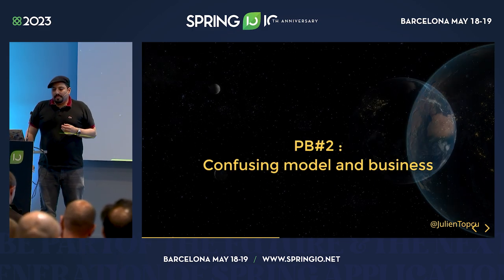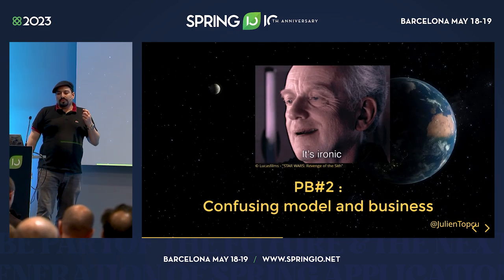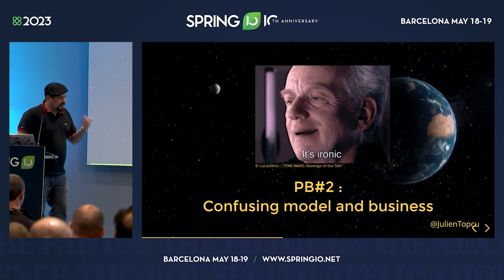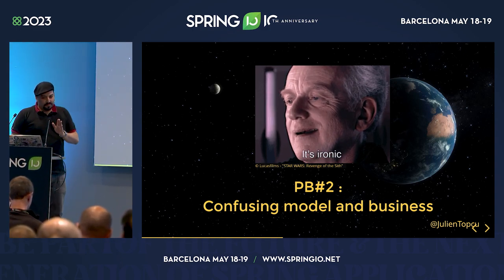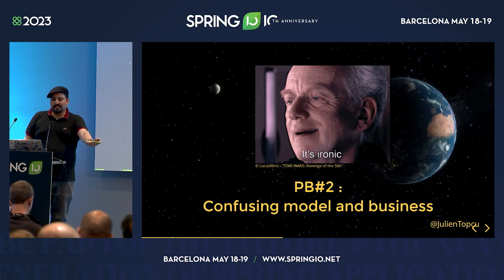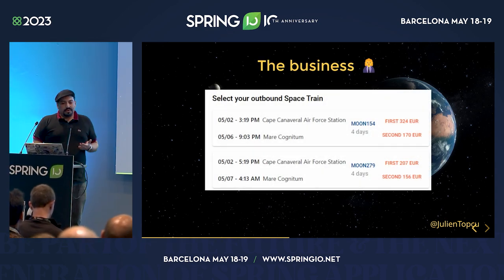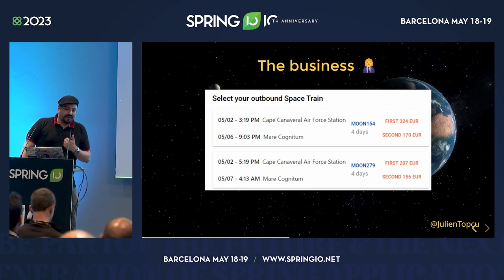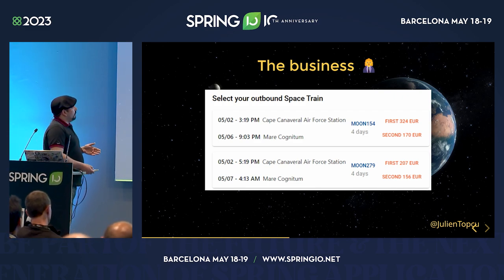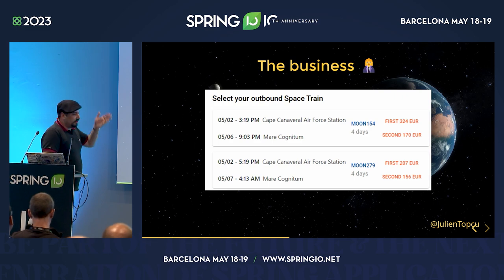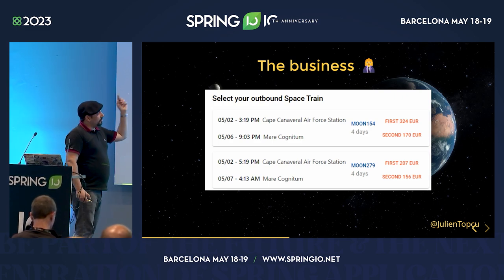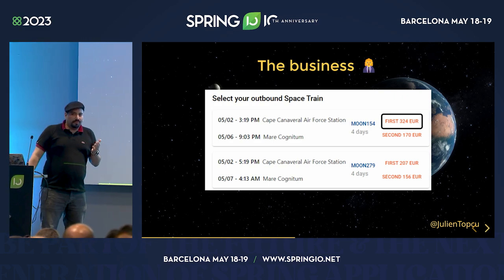And the second problem is that usually we are confusing model and business when we are building web APIs. Let me explain you that. What is the business actually? The business is what the user is doing. When she wants to select a train with a fare, she's on the outbound trains page. She selects the fare she wants on the space train she wants, right?